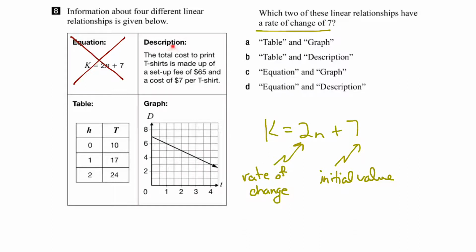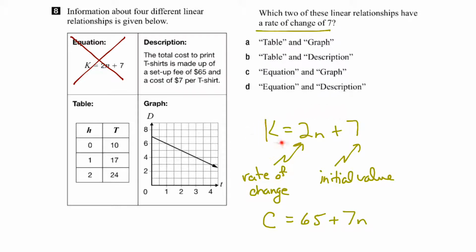Now let's look at the description. And it says that the total cost to print t-shirts is made up of a setup fee of $65 and a cost of $7 per t-shirt. So if we were to write the equation, the total cost would equal the $65 setup fee plus the $7 per t-shirt, and let's let n be the number of t-shirts.